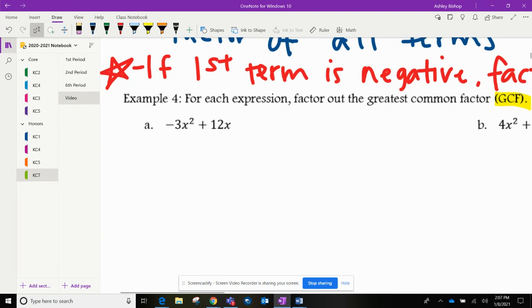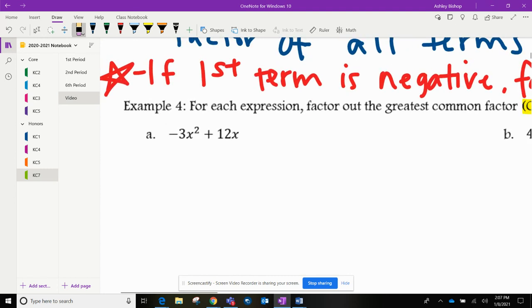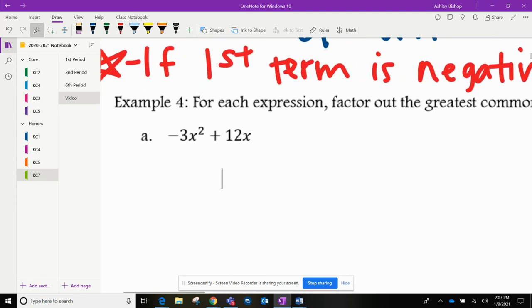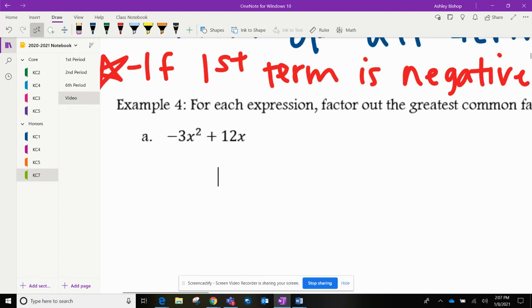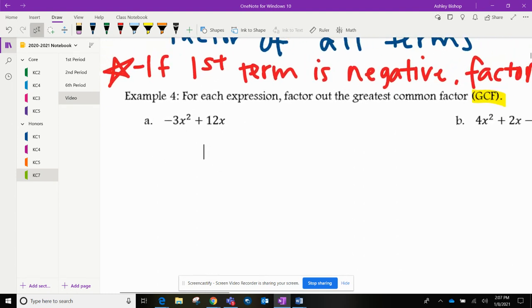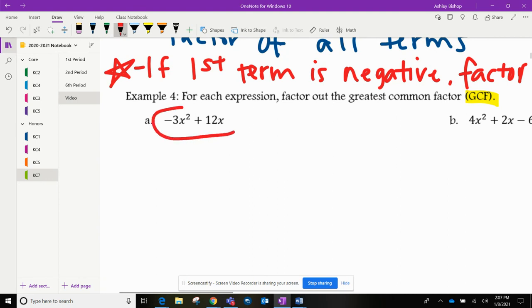Then I need to ask myself another question. Does each item in this equation have an x to give? Well, yes, this is 3x squared. X squared is still an x to give, and this is 12x. So both of my terms have something to do with x. And one last thing I need to ask myself is, is there a number I can divide both terms by and get a nice number back? I want to make this as small as possible.